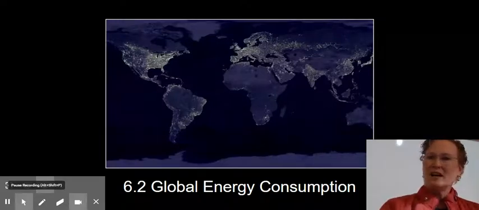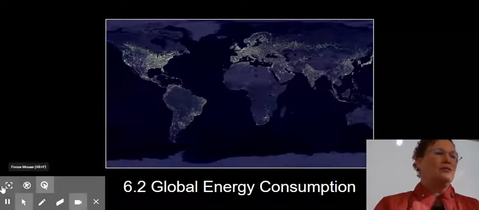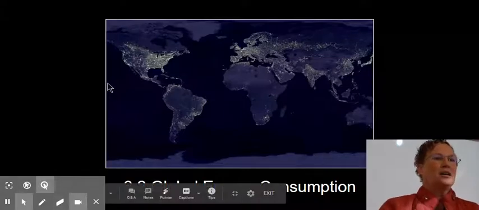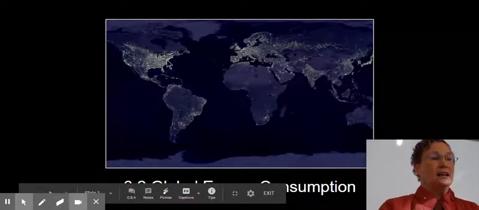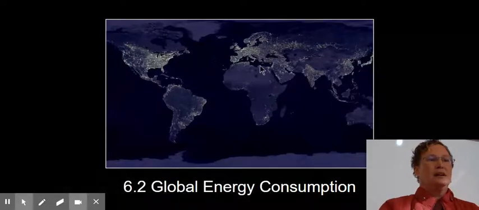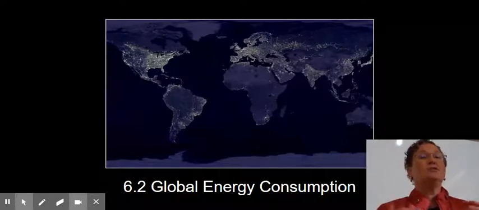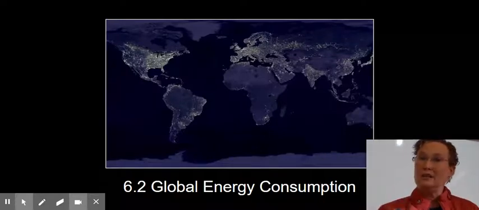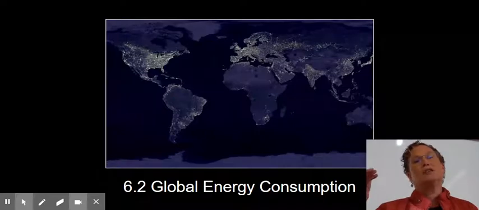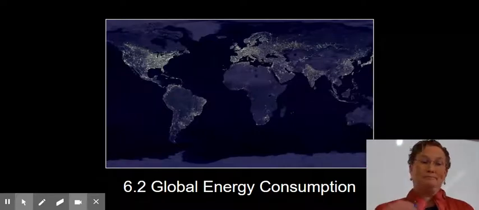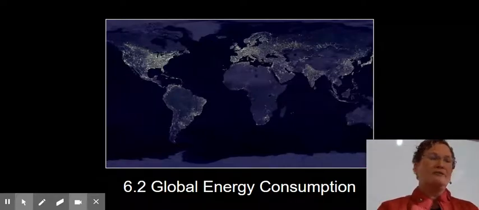And so we want to talk about how energy is used around the world. You can see that lots of energy is used in the United States and Europe, and not as much energy is used in certain other areas around the world. So global energy consumption is different in different places. It really has a lot to do with the countries being developed or developing, and those energy uses are changing with the demographic transition.